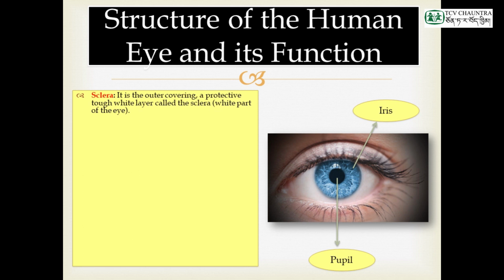Right in front of the sclera there is another special part called cornea. The cornea is a transparent part of the sclera. The transparent layer is called cornea. For light to enter the eye, it should first reach the cornea. The cornea is the transparent layer found at the outermost layer of the eye.